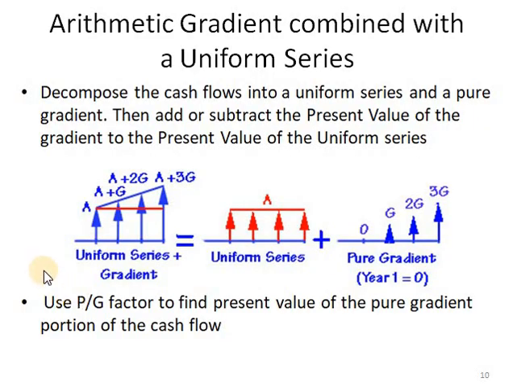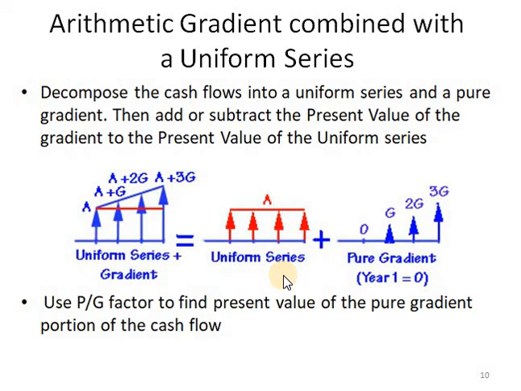The arithmetic gradient will look like this. You will notice that we have a starting point at year 1, we have an annuity. Then at year 2, this amount will start to increase by a G, then 2G, then 3G. So if we want to split this cash flow diagram, it can be split into an annuity plus a pure gradient. Uniform series, meaning annuity, and the pure gradient. So when I have this combination, this is the arithmetic gradient.